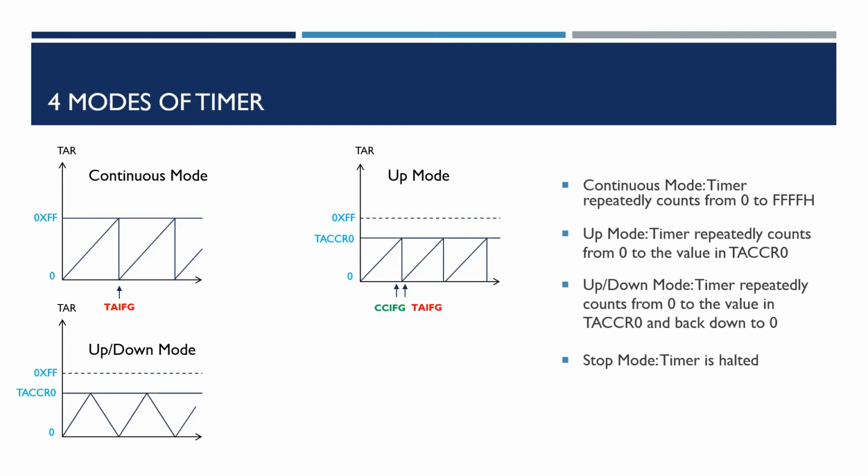Then the next is in case of up-down mode, we have CCIFG again, and it occurs when the count goes from TACCR0 minus 1 to TACCR0. At that time, you get the CCIFG flag. And the TAIFG flag is set when it goes from 0001 to 0000. So the moment it comes down to that value, when that transition happens, then at that time you get your TAIFG flag set. So there's a difference of half a time period between the CCIFG and TAIFG in case of up-down mode. So that's all about the interrupt flags.